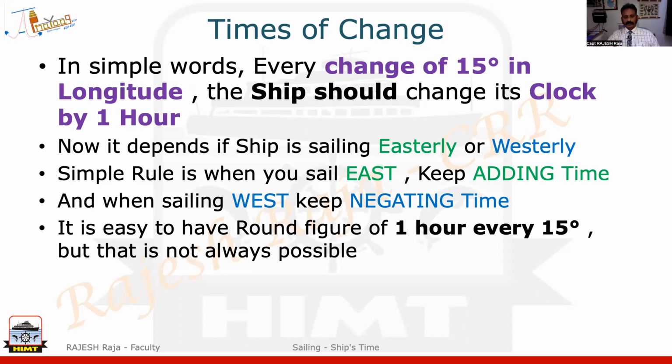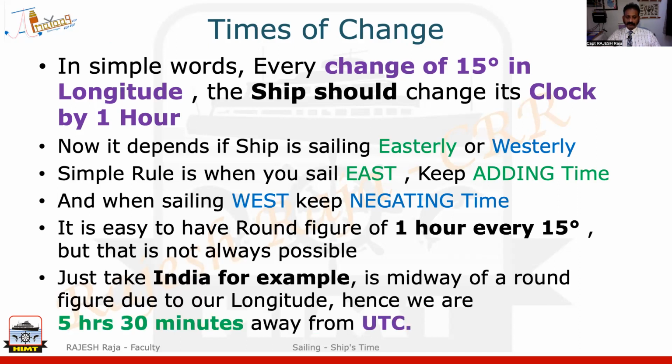Now it is always easy to have a round figure of 1 hour every 15 degrees, but that is not always possible. You will see different countries will try to keep different time based on their particular geographical location. One good example is India. India is not exactly at the 5 hours or 6 hours longitude. It's somewhere in between. So it has an east-west stretch of land also. So our country decided that we'll keep 5 hours 30 minutes away from the UTC. And if you look at the logic, we are on the eastern longitude, so we are 5 hours 30 minutes ahead of the UTC, which is on your Greenwich meridian. So this is a simple example for you.